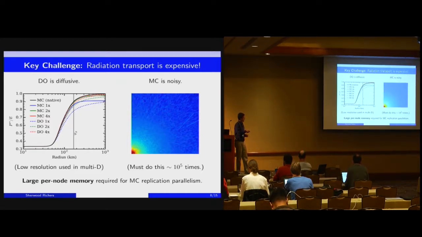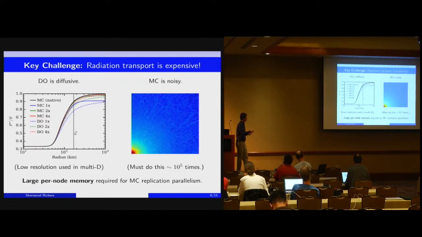This black line is a very high-fidelity Monte Carlo simulation in a one-dimensional core collapse snapshot, and it can more or less be thought of as the actual answer. All of the other dotted lines are discrete ordinate simulations. The blue line is a low-resolution simulation, the green line is a medium one, and the red line is a high-resolution simulation. You can see that it requires very high resolution to approach this ideal result. The reason behind that is that you can only use a finite number of angles.